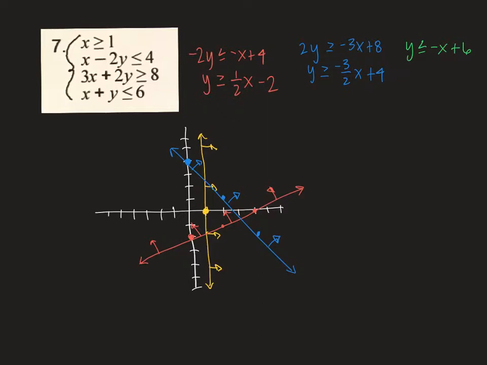And then my last inequality became y less than or equal to negative x plus 6. So I'm going to start up at 6. I have a slope of negative 1. So down 1 over 1. It has an or equal to, so it's a solid line. And it's less than, so it's going to be shaded below that. So the place where they all have in common is this little quadrilateral in here.